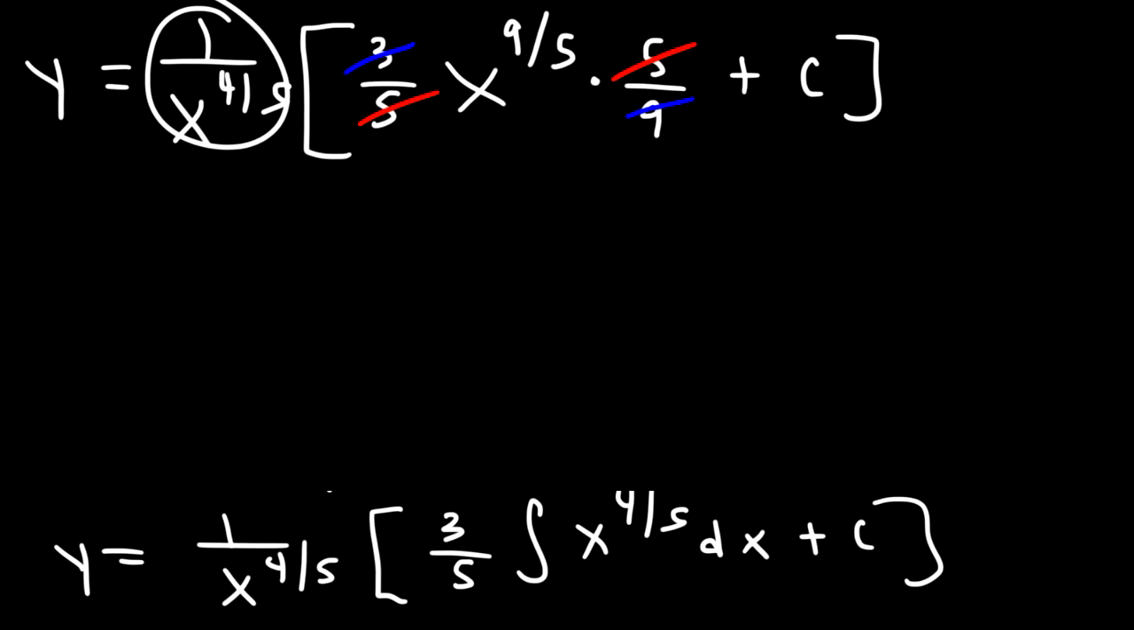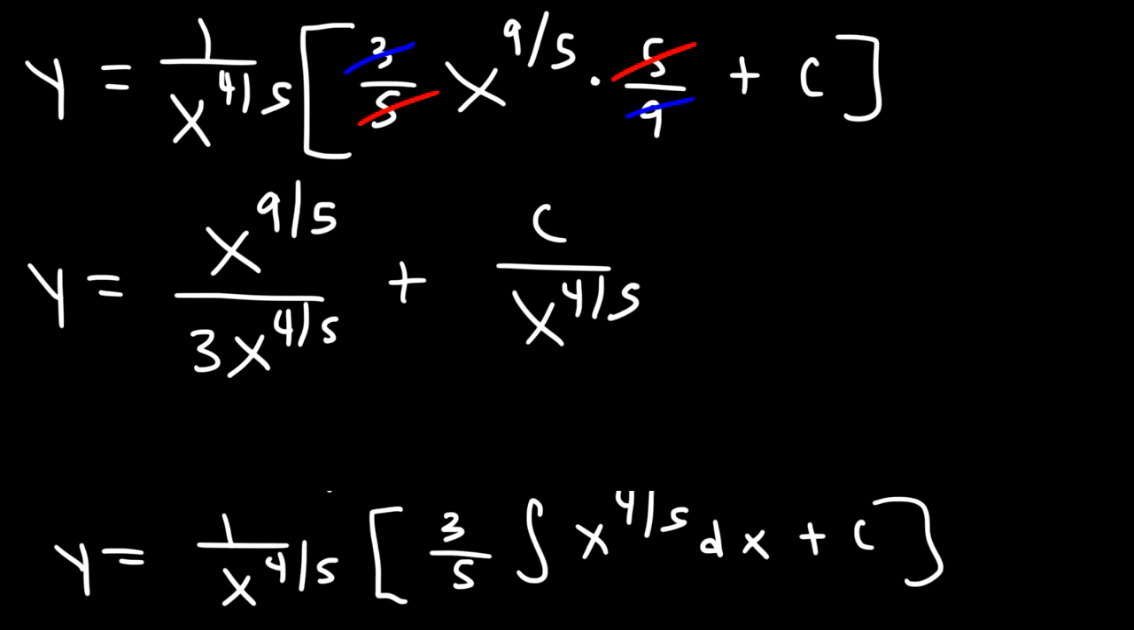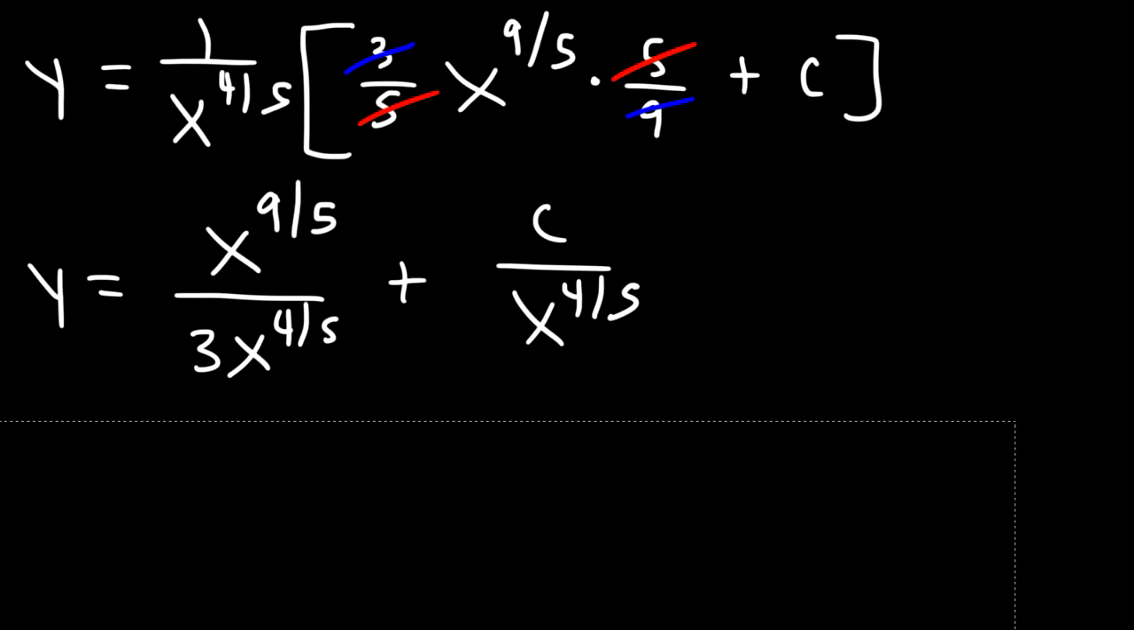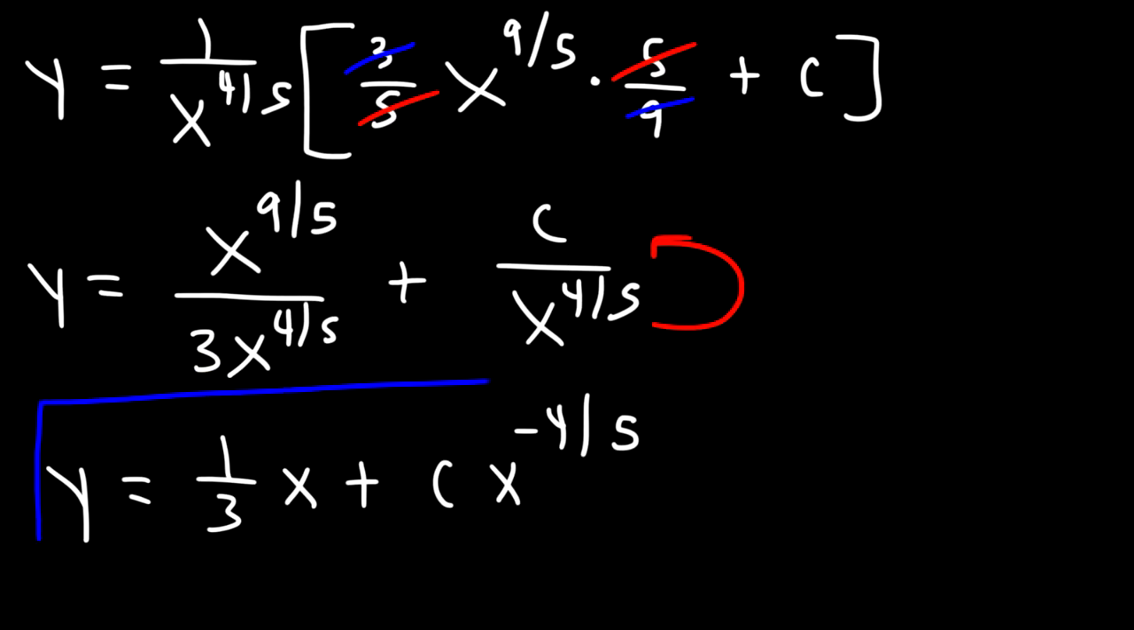So distributing this to everything, we're going to have x raised to the 9 over 5 over 3x to the 4/5. And then distributing this to c, that's going to be plus c over x to the 4/5. 9 over 5 minus 4 over 5 is 5 divided by 5, which is 1. So this becomes x over 3, or we could say 1/3 x. Now if you want to, you can move this to the top. And so you could say it's plus c times x raised to the negative 4 over 5. So this is the final answer.